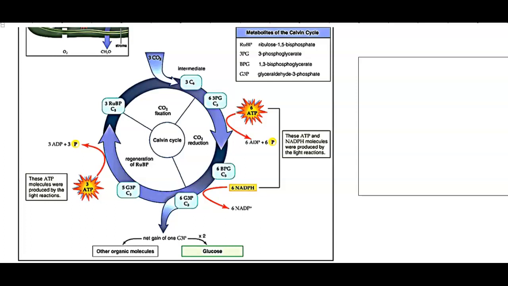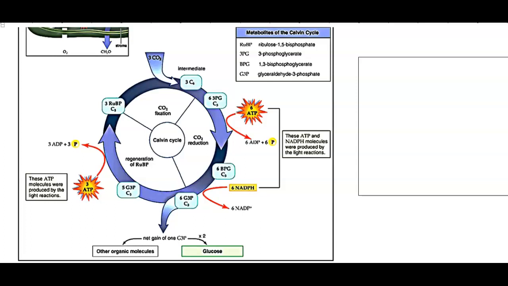Notice this cycle goes around and around. It is the reduction of carbon dioxide. Notice there are only three carbon dioxides. Let's look inside here in the white box. There are actually three stages to the Calvin cycle: carbon dioxide fixation, carbon dioxide reduction, and regeneration of something called RuBP.